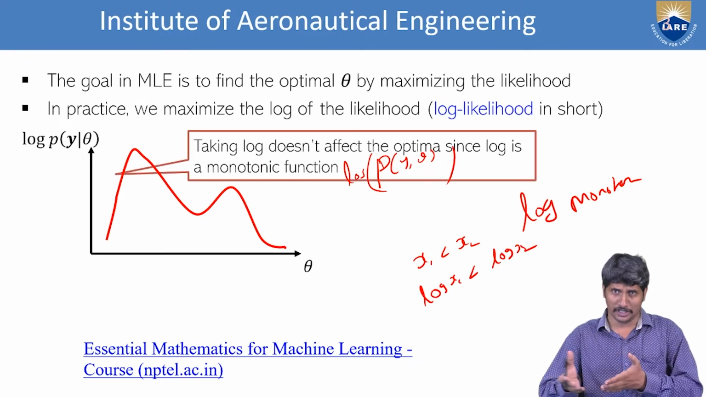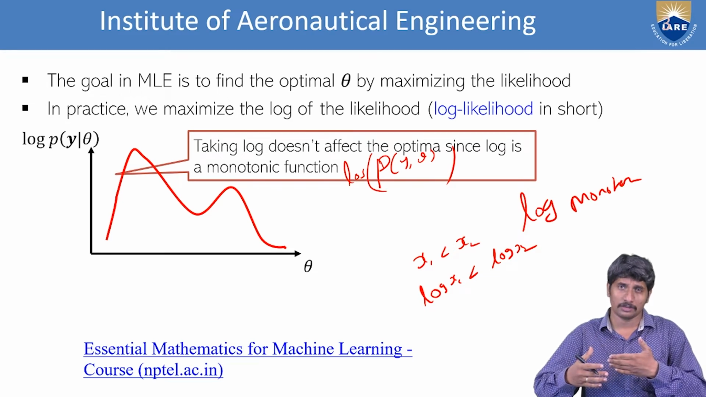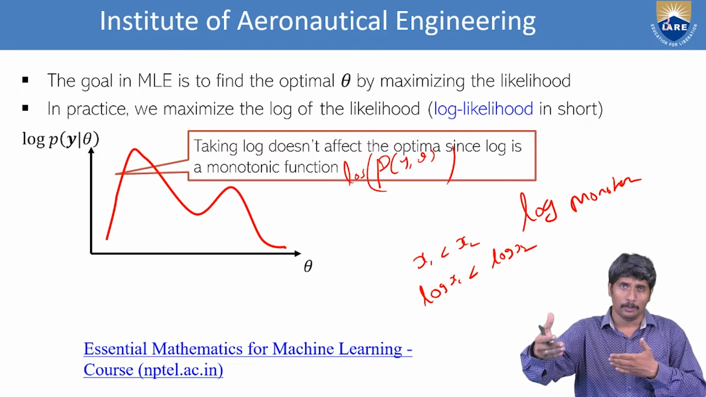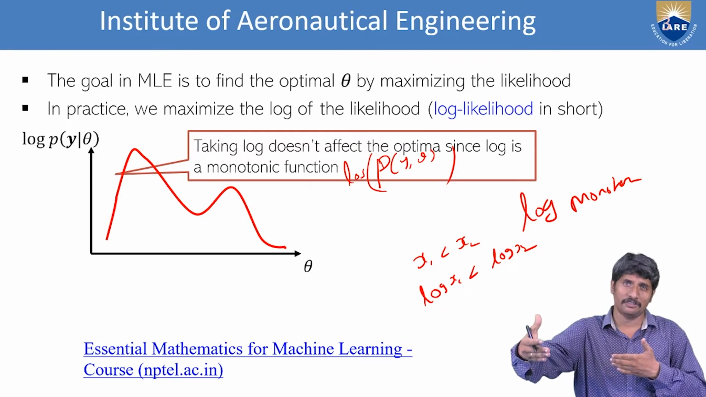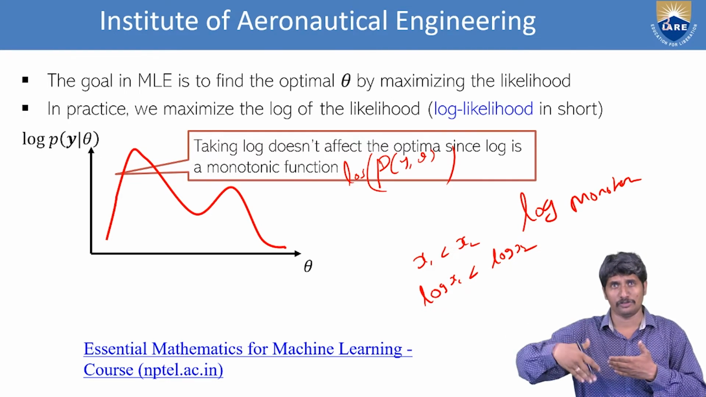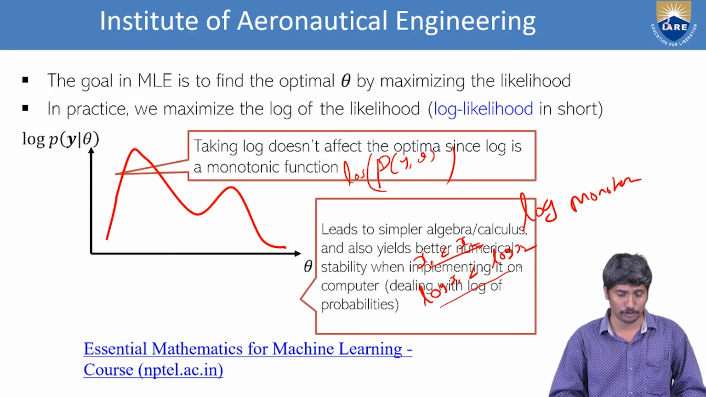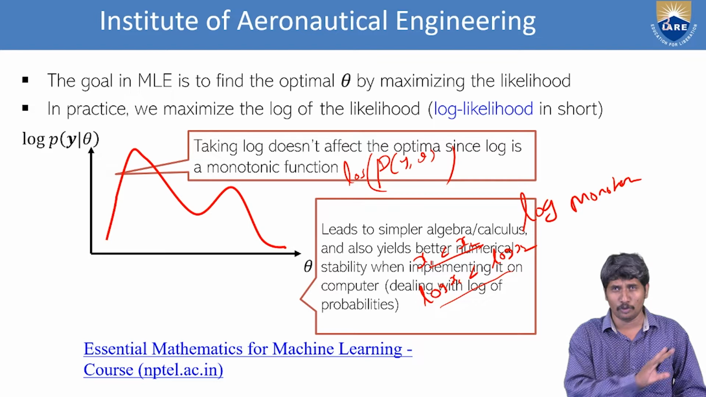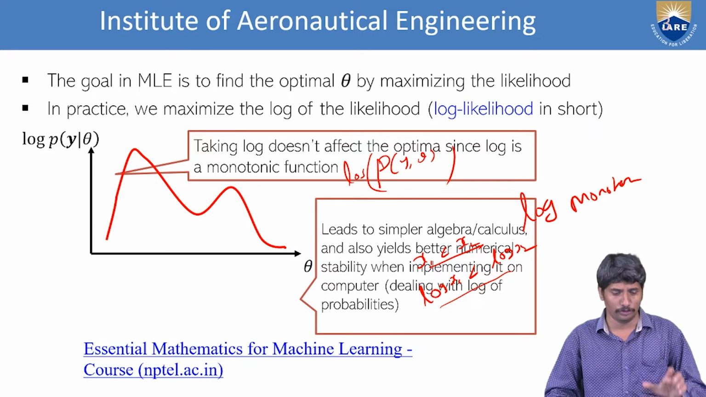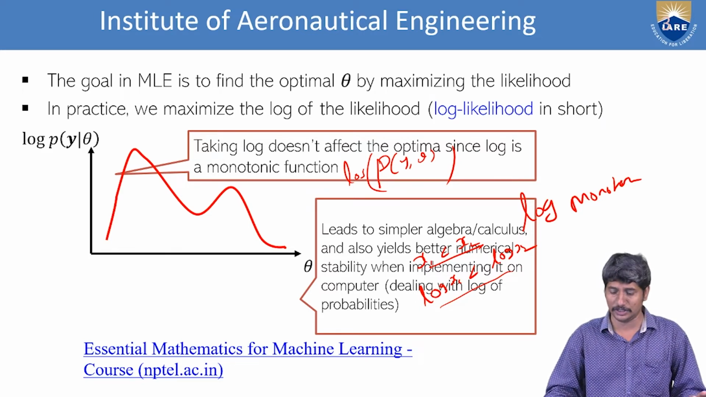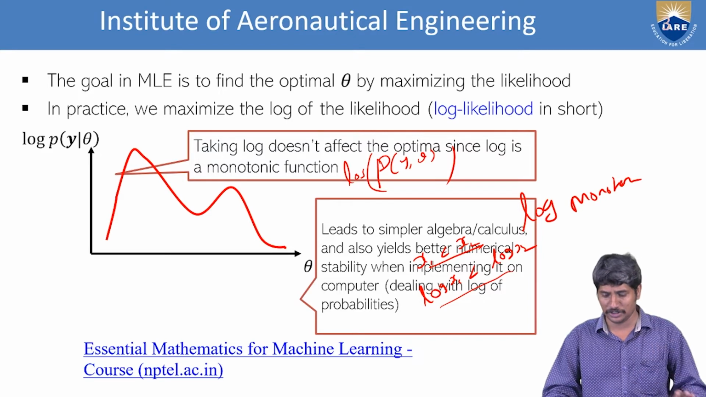So it preserves the order. That means when the succeeding value is more than the preceding value, then automatically the logarithm will also be in the same order. That is, x1 less than x2 implies log x1 less than log x2. That is why there will be no effect on the maximum. That is why we could apply log on both sides. That is why log likelihood can be suggested instead of maximum likelihood.